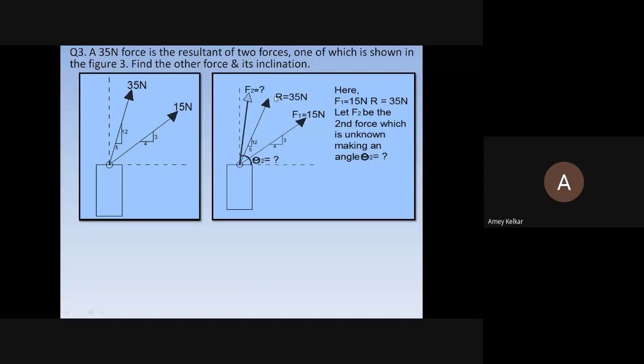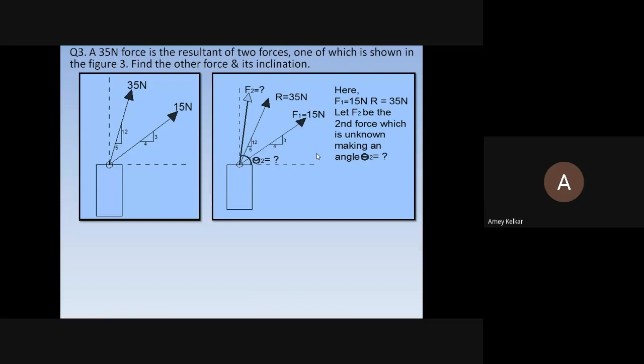Here R is 35, F1 is 15, F2 we don't know, question mark, theta 2 we don't know, question mark. Let F2 be the second force which is unknown, and theta 2 which is also unknown. From here, you should be able to jump to this. Only then are you able to read English and understand.